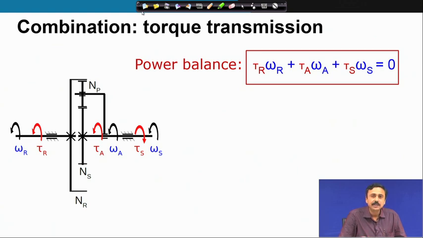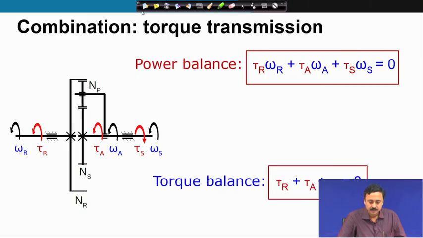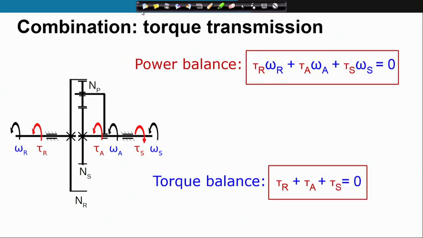There are three inputs, so to say. You have the power input at the ring, the power input at the arm and the power input at the sun, and the total power input must add up to 0. That gives us our power balance, and we also have the torque balance relation, because the whole thing is in equilibrium. We are assuming that the whole thing is in equilibrium, there are no dynamic forces acting. So, everything is in steady state.